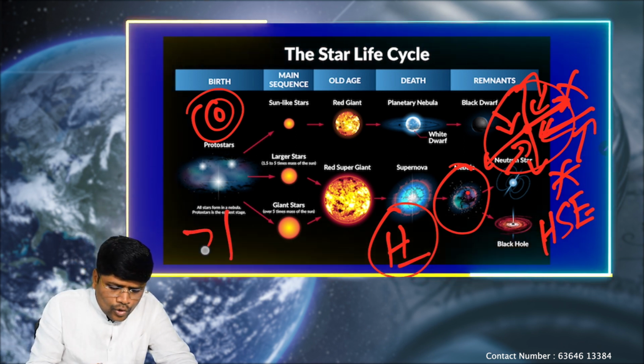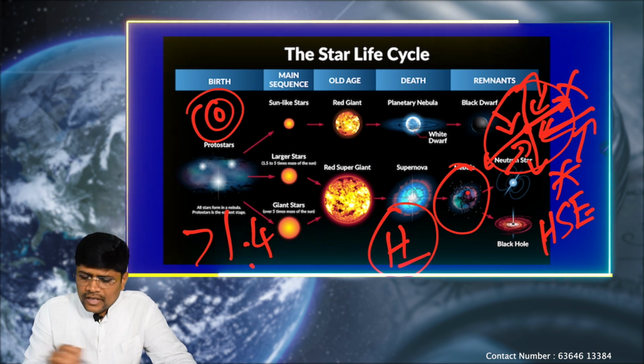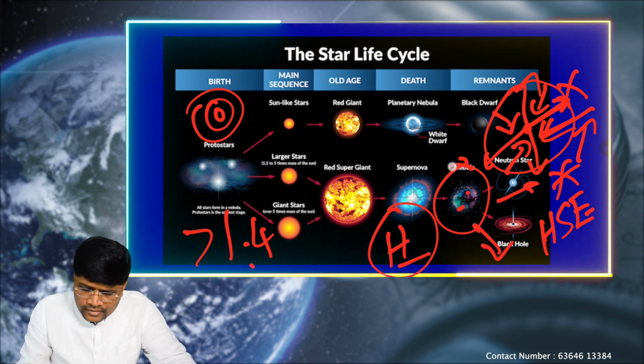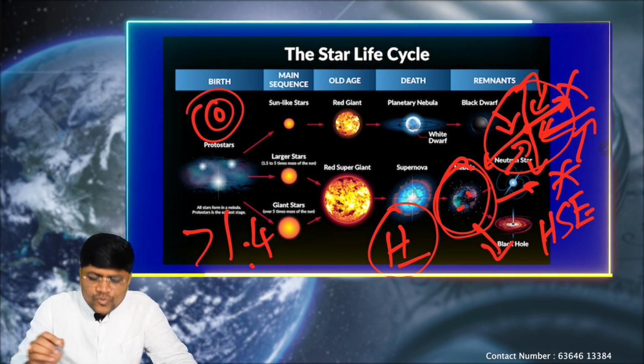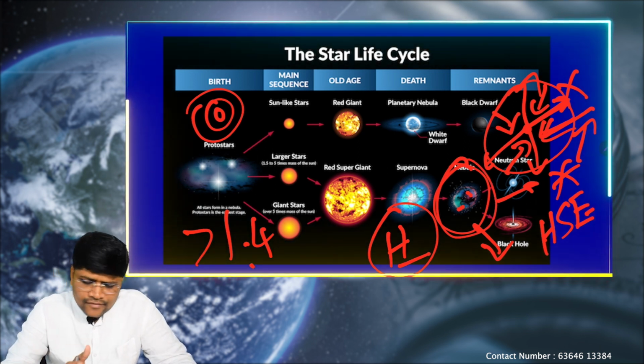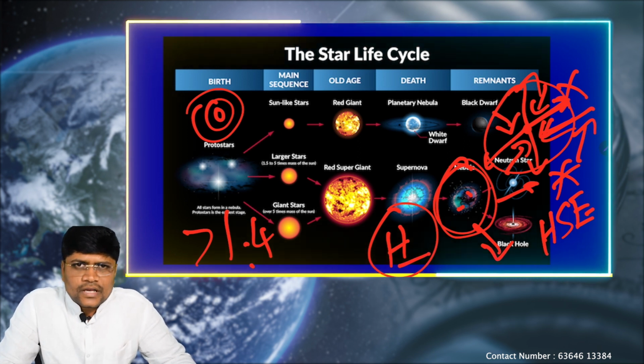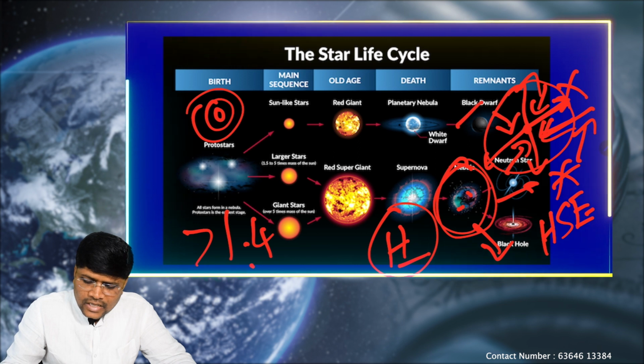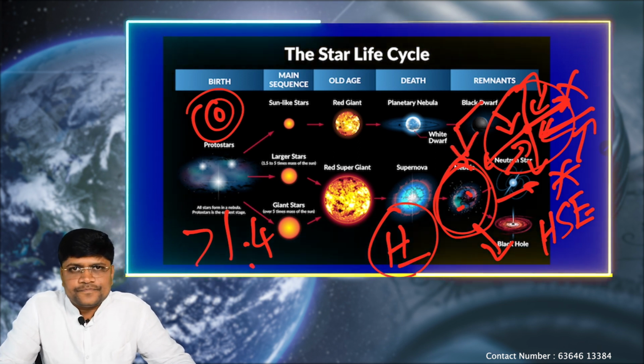If the stars are more than 1.4 times the mass of the sun, they explode and turn into either a neutron star or a black hole. The state of explosion we call the supernova explosion. If the stars are less than 1.4 times the mass of our sun, they will end up as a white dwarf or a black dwarf.